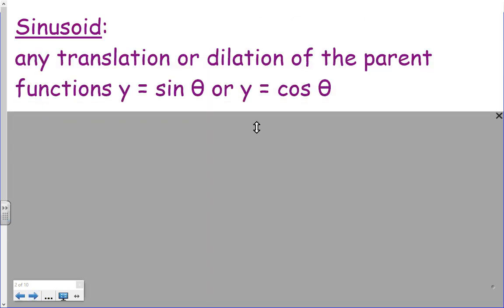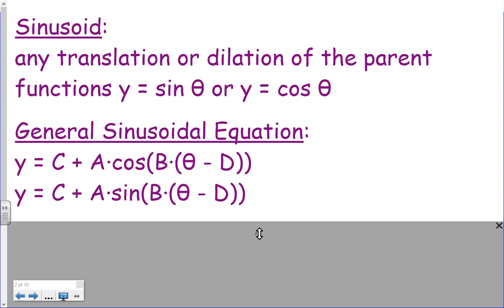All right, so let's start with a definition, first of all, of what a sinusoid is. A sinusoid is defined as any translation or dilation of the parent function y equals cosine of theta or y equals sine of theta. So we've already looked at what the graphs of those functions look like when we first started working with sine and cosine in the previous chapter. We sketched at least one period of those. And now if I apply any translation or dilation, like we learned from chapter 1, to those functions, I end up with a sinusoid.